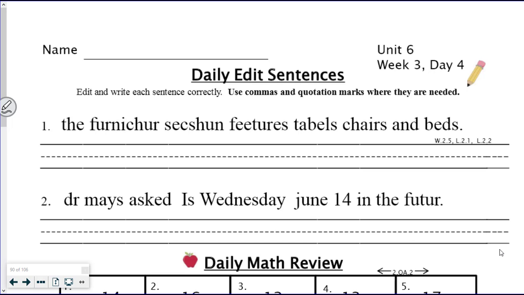Number 2, Dr. Mays asked, is Wednesday, June 14th in the future? Same thing, fix it up, rewrite it nice and neat on the line. Pause your video, do number 1 and number 2.